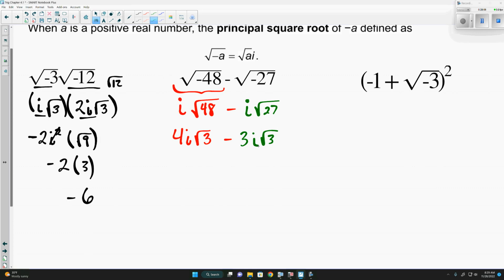Questions on this so far? Are these two like terms? Well, both of them have i square root of 3, yes? So we can combine them. 4 minus 3 is 1, which tells us that this is i square root of 3.